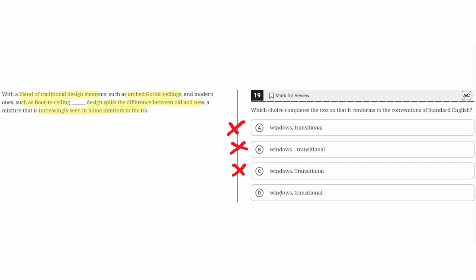D. Windows, comma, transitional. This is the correct answer, because earlier we mentioned that this sentence has an introductory phrase, and typically, to separate an introductory phrase from the rest of the sentence, a comma is placed after the end of the introductory phrase. So because this properly uses a comma after windows, which separates the introductory phrase from the rest of the sentence, D is the correct answer.